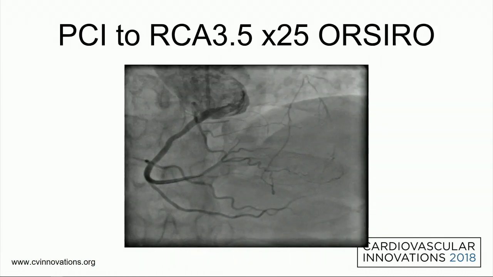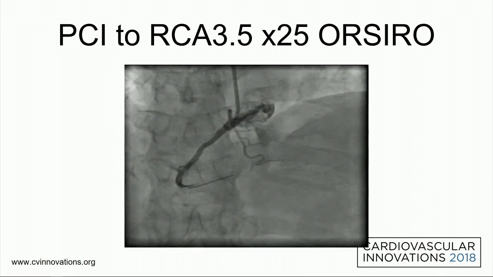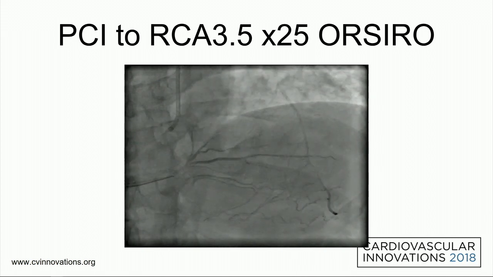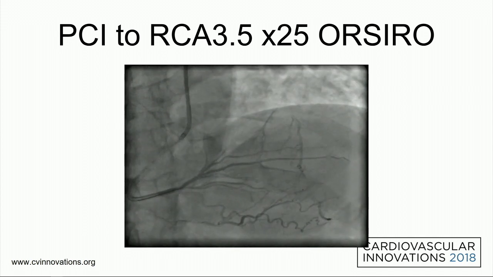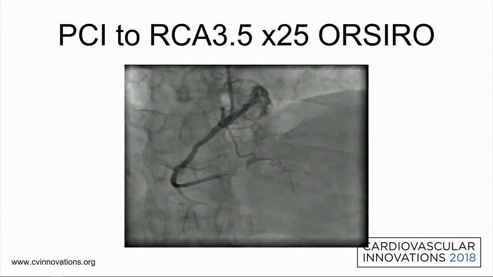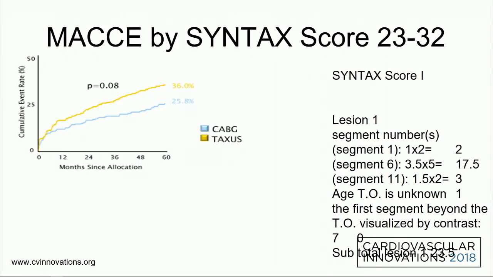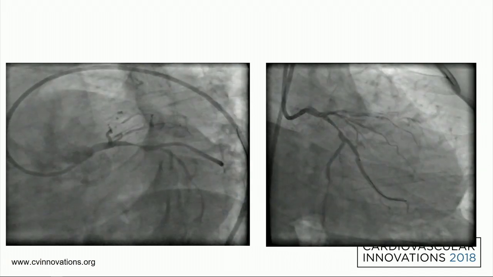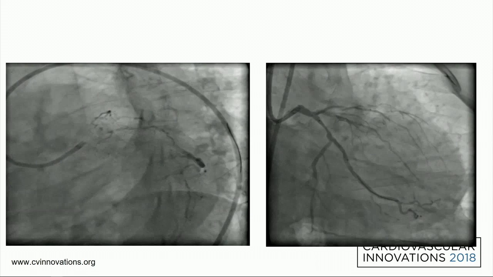This is the final result. We put a 3.5 into 25 stent in the right coronary artery. There's a little bit of slow flow, but the LAD is filling retrogradely, so we left him at that stage. And then we advised him to go for a possible bypass because his SYNTAX score is high. He refused bypass, so the next sitting we took him, we decided to go through the femoral access.